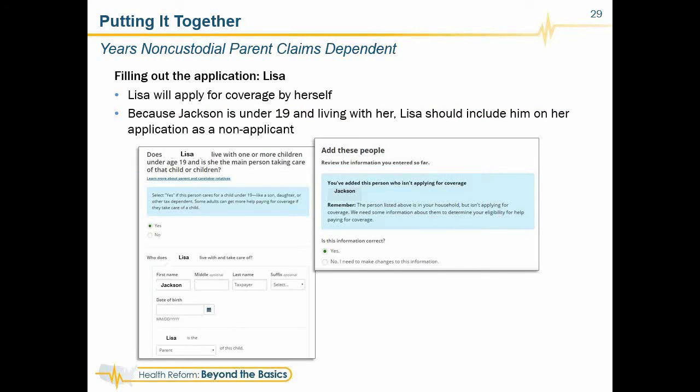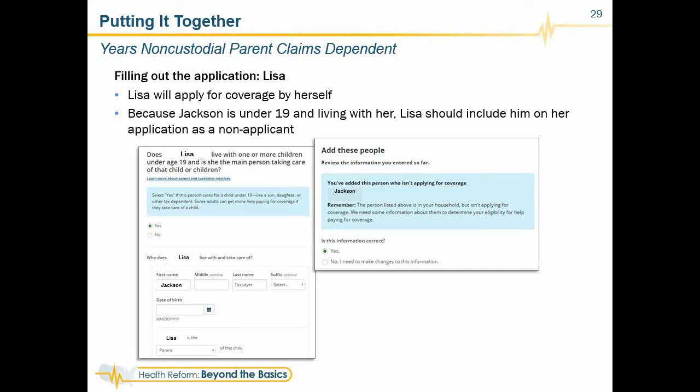So what does this mean in the application itself? Well, in years when Lisa's claiming her son, I think it's pretty clear what the application is going to look like. But it gets a little trickier in years when David is going to claim their son. So in that case, when Lisa's filling out the application, she's basically going to apply for coverage on her own. But the questions are going to help her figure this out. We want to make sure that she has the right household size.